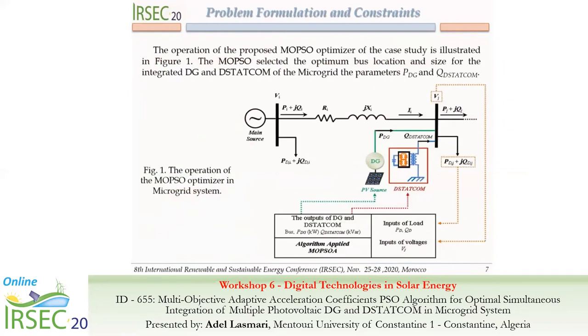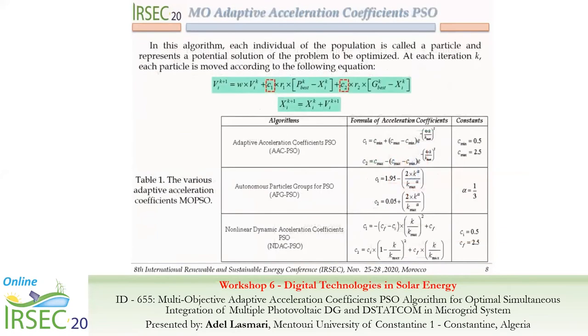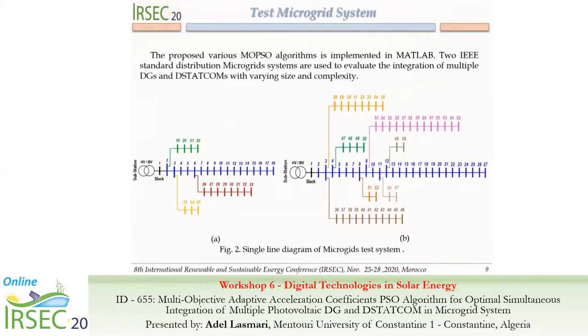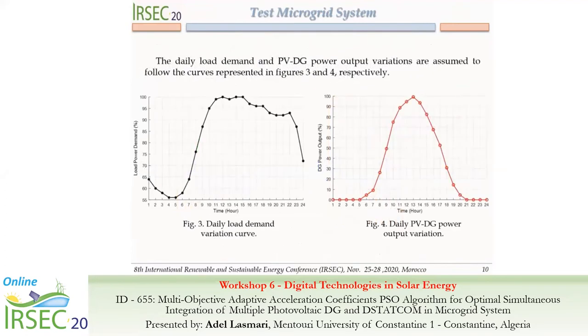Figure 1 represents the operation of the multi-objective particle swarm optimization in microgrid. In this section, we will discuss the multi-objective adaptive acceleration coefficient PSO, where the time-varying acceleration coefficients are depicted in Table 1. Test microgrid system. The proposed multi-objective PSO is tested on two IEEE standard distribution microgrid systems, which are represented in Figure 2. The daily load demand and PVDG power output variation are assumed to follow the curves represented in Figures 3 and 4 respectively.